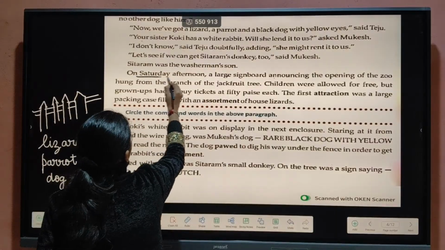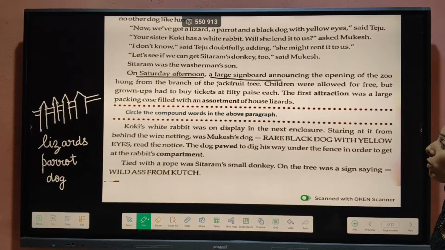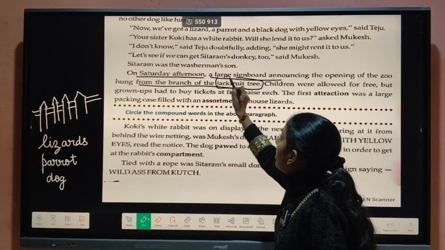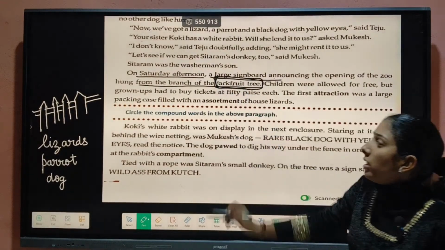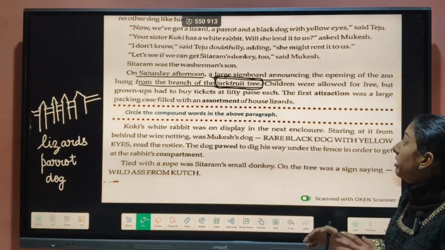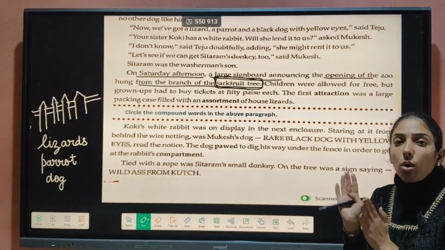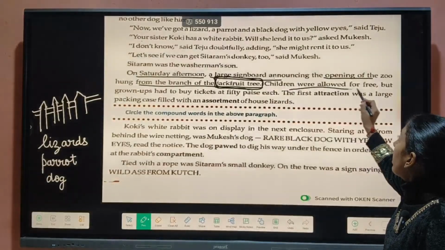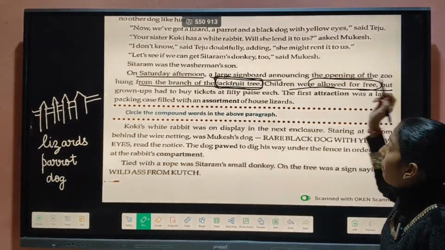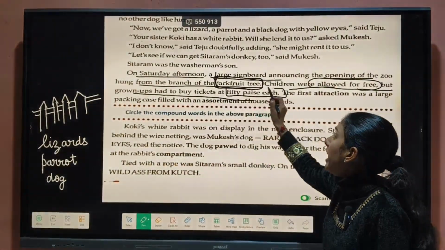On Saturday afternoon, a large signboard announcing the opening of the zoo hung from the branch of the jackfruit tree. There was one jackfruit tree. On the branch of that tree, beta, a big signboard they have made announcing that the zoo is open. Children were allowed for free. Who were allowed for free? Children. But grown-ups had to buy tickets at 50 paise each.